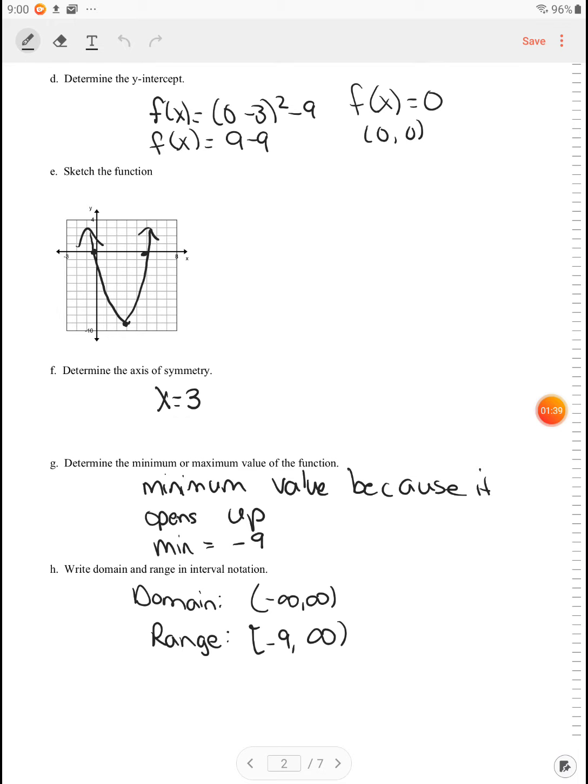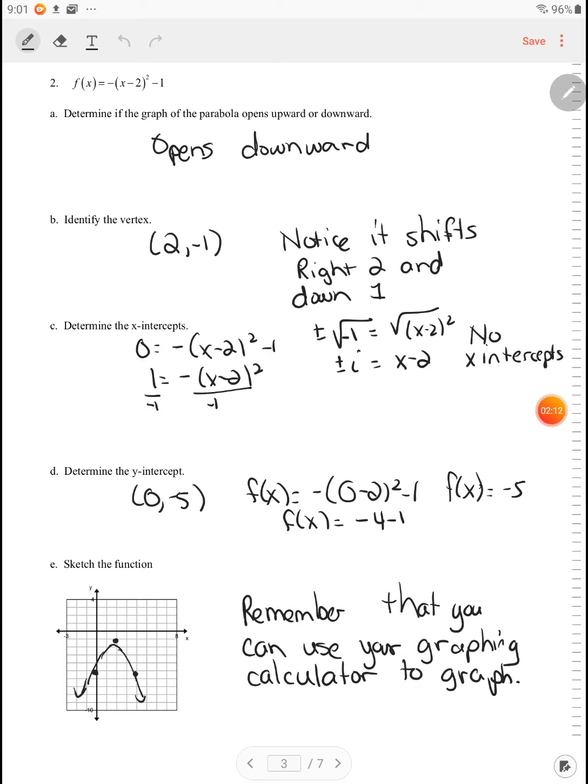The axis of symmetry is the x value of the vertex, x equal 3. To determine a minimum or maximum value, that depends on whether it opens up or down. So because it opens up, we have a minimum value of negative 9. Your domain is negative infinity to positive infinity. Your range is negative 9 to infinity. Make sure you have the brackets because it's included.